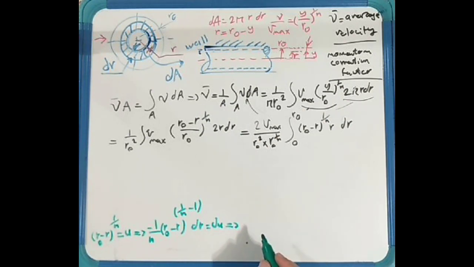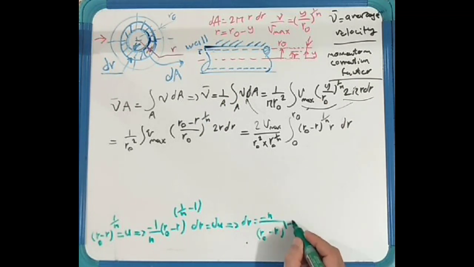Then dr, because I want dr, is minus n (R0 minus R) to the power of (1 minus n) over n. If you calculate it, you will have these terms. Okay, I suggest you write them down and have these terms in the formula.